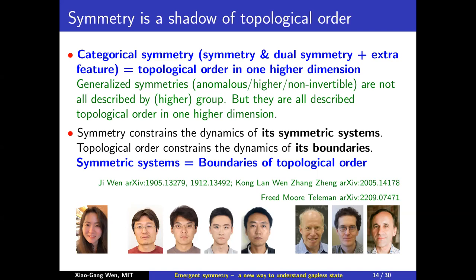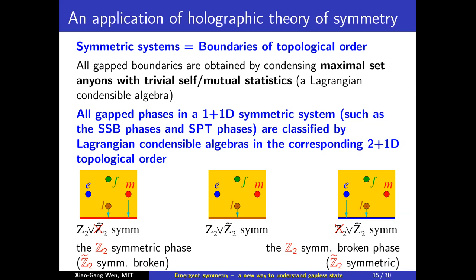So this is a slide. Now you have this holographic picture of a symmetry. How do we make use of it? One thing we say is that when you have a symmetry, we have a gapped state. The gapped state may be a symmetric state, or a spontaneous symmetry breaking state, or a so-called symmetry protected topological order, SPT state, or some other things. But using the holographic picture, we can obtain the same results.